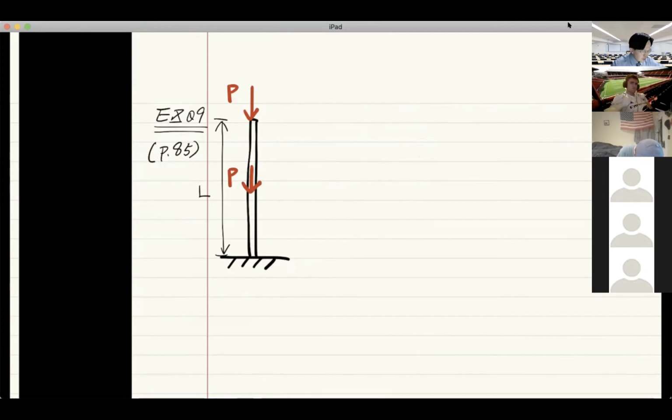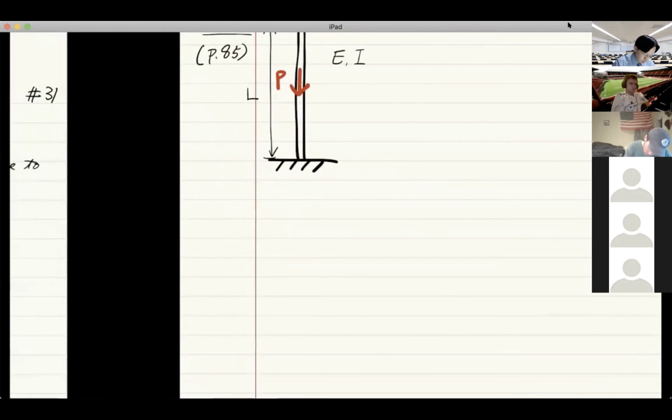And everything else is the same. That means we have a homogeneous column under consideration. That means we have uniform EI. E and I are both constants. And our objective is to find the critical load, PCR, of this column. That's our goal. Okay?